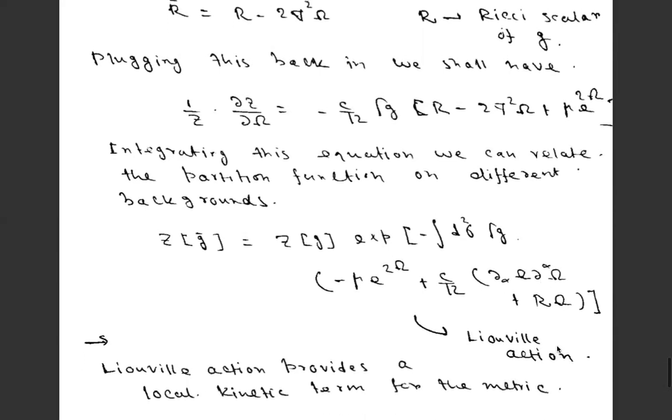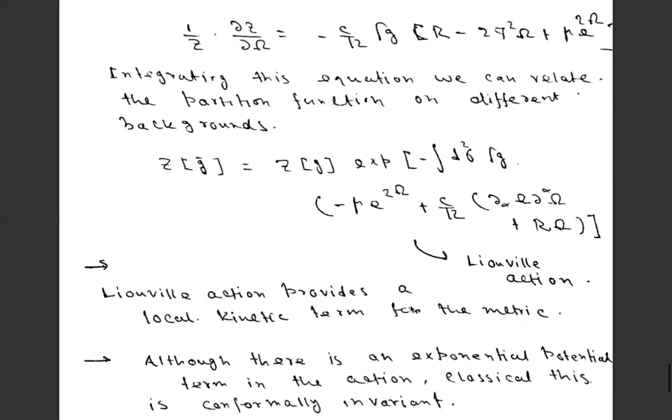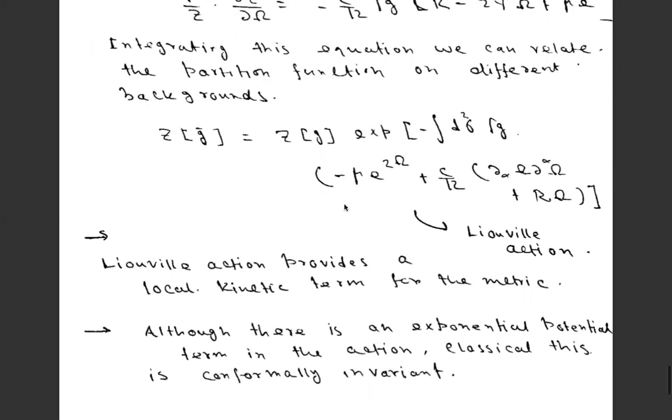So this is sort of the action for 2D gravity. It describes the dynamics of the Weyl factor of 2D gravity. There is an exponential term here. If we can switch off the background, so we can set R equal to 0, then we will be left with this kinetic term plus the potential term.